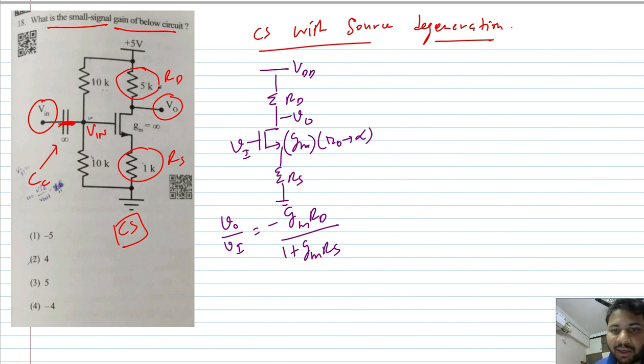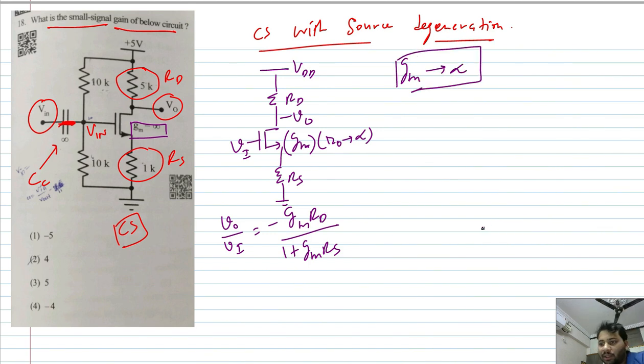So what is Rd here? 5 kilo ohm. What is Rs here? 1 kilo ohm. It is also given that Gm tends to infinity. The transconductance tends to infinity. It only means that the transconductance is large.